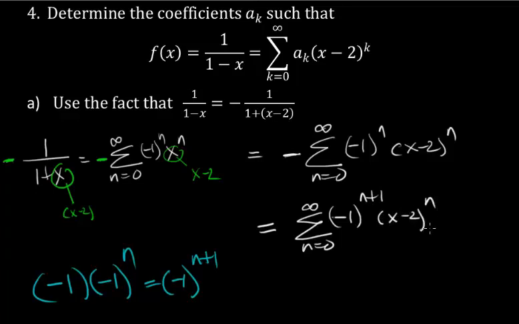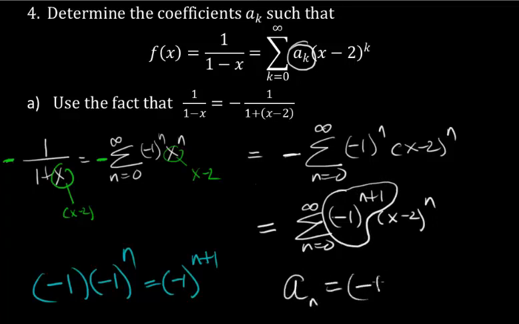So our coefficients are, it said find the coefficients. So I had to multiply that minus 1 in, and I see that the coefficient of x minus 2 to the n is simply a sub n equal to minus 1 to the n plus 1, or a sub k is equal to minus 1 to the k plus 1.